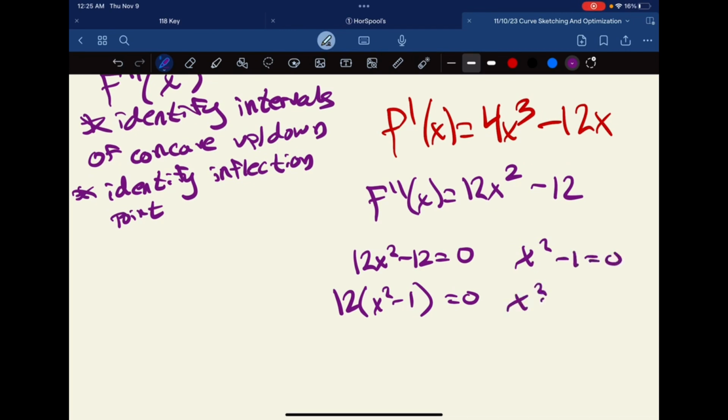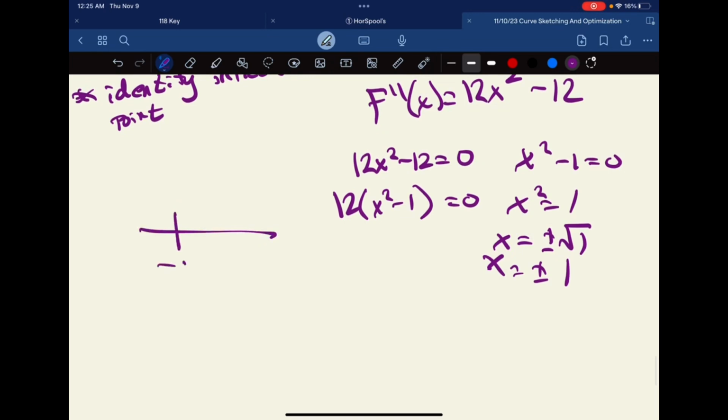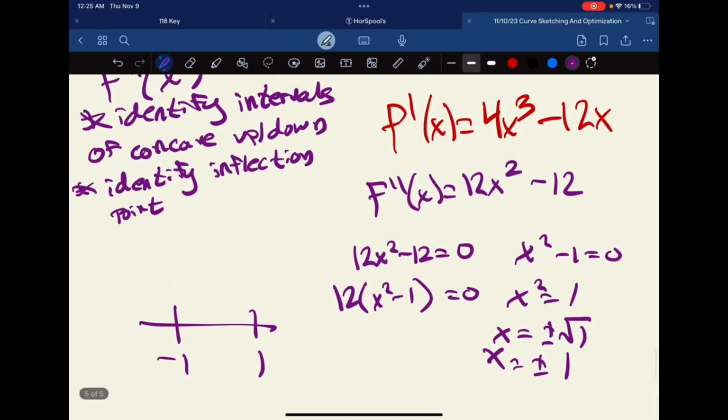So that's when x squared equals 1. And then x equals plus or minus the square root of 1. So x is going to be equal to plus or minus 1. That's when we're going to have our zeros. So let's make our sign chart, pretty much exactly what we did for the first derivative.